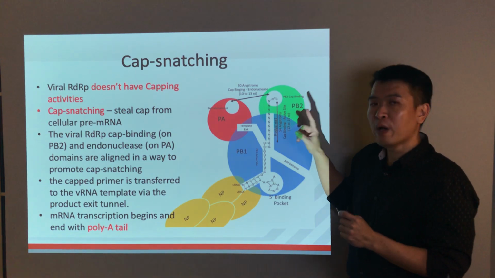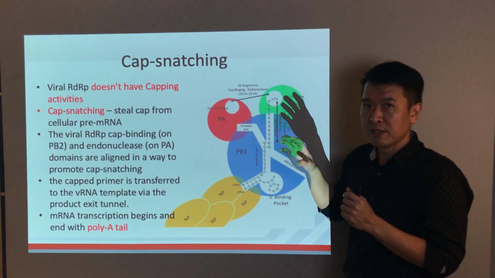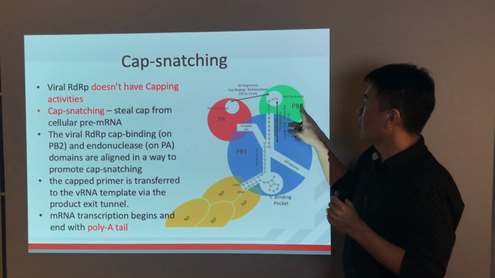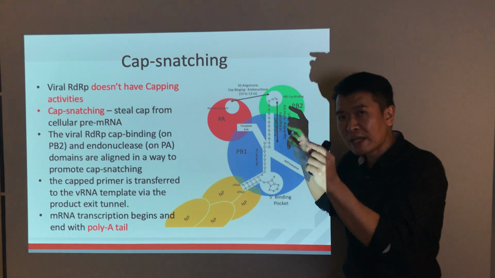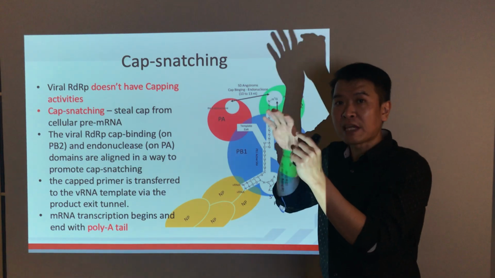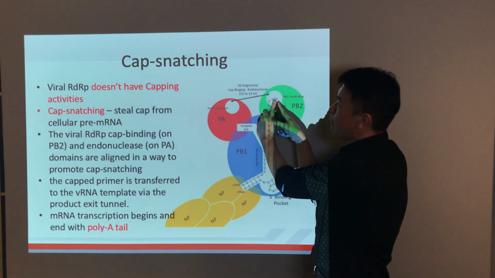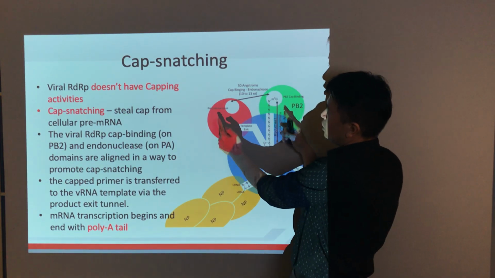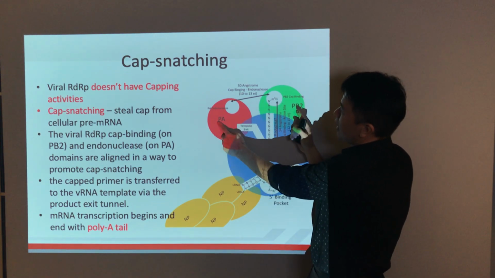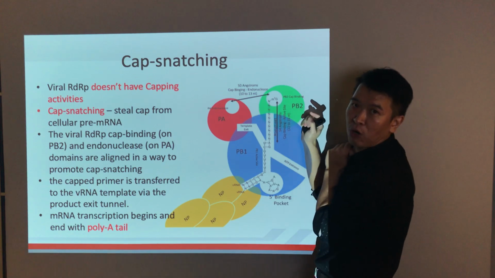So PB2 has a domain called the cap binding domain. This domain on PB2 is responsible for identifying mRNA that has a cap and binding to it. This is where the mRNA cap binds. And you notice that the distance between PA and PB2 is about 50 Angstroms.